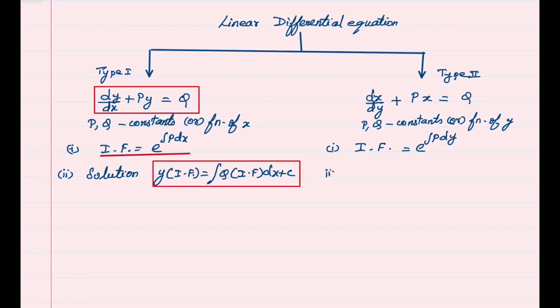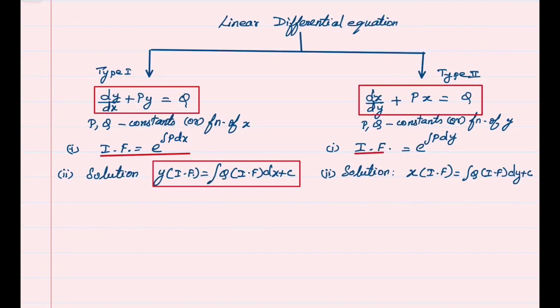The second step is the solution step. x into integrating factor. In the previous type, it is y into the integrating factor. Here x into integrating factor equal to integral q into integrating factor dy plus c. Memorize these formulae. The first type is dy by dx type. The second type is dx by dy. Integration has to be done with respect to y in the second case.